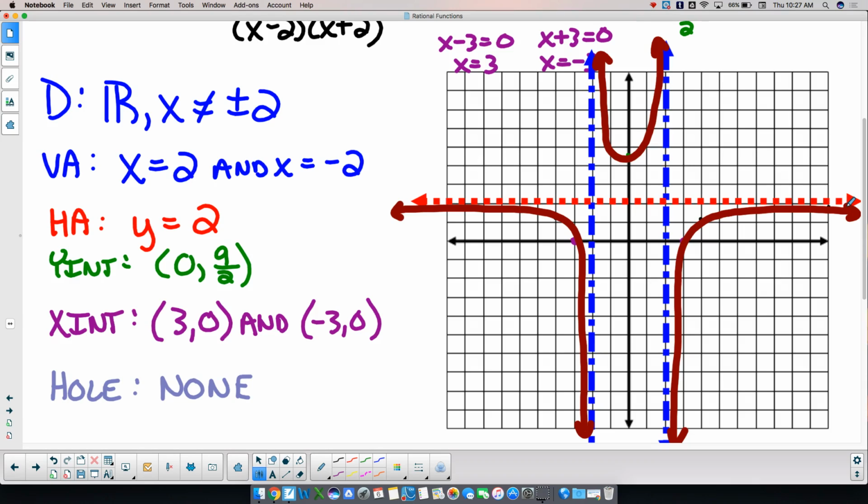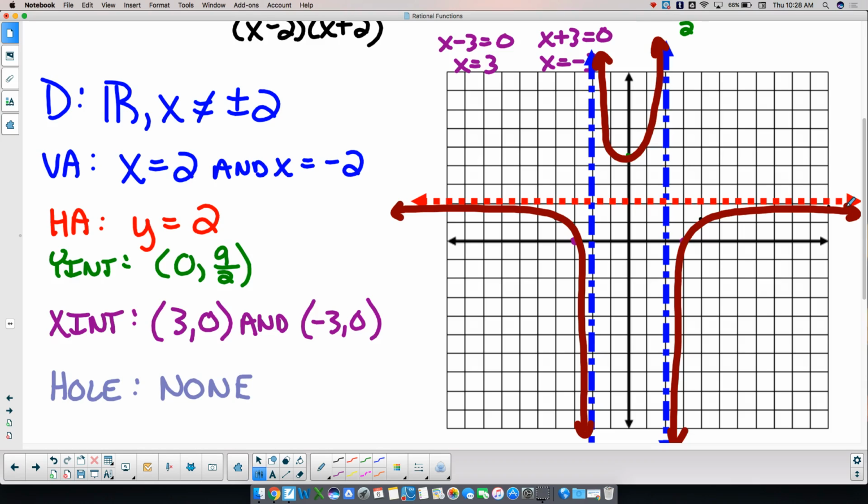Now, this particular problem did not ask for end behavior and asymptotal behavior. However, if it were to ask for it, hint, hint, wink, wink, nudge, nudge, your quiz tomorrow, I would say as x goes to positive infinity, my function approaches 2 from below. As x goes to negative infinity, my function approaches 2 from below.